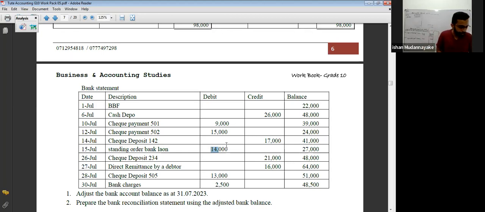Then standing order payment for the bank loan 40,000. Lamai, what's the double entry of this 40,000? Yasina, what's the double entry of this 40,000?